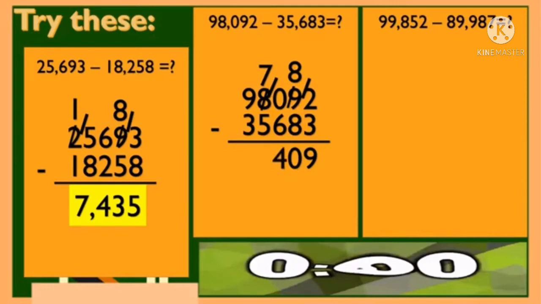Very good. How about 7 minus 5? 2. 9 minus 3? 6. Alright, so the final answer will be 62,409. That will be our difference.